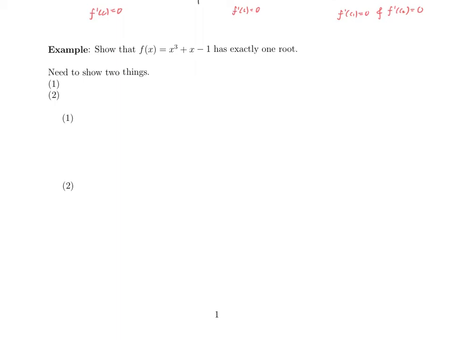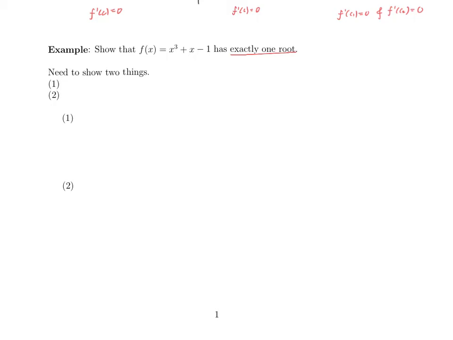So let's show that the cubic polynomial x cubed plus x minus 1 has exactly one root. And I'm going to note the key phrase here is that it has exactly one root. And in order for us to explain that this is true, we are really going to need to be able to show two different things. We are going to need to show that there is a root and no more than one root.